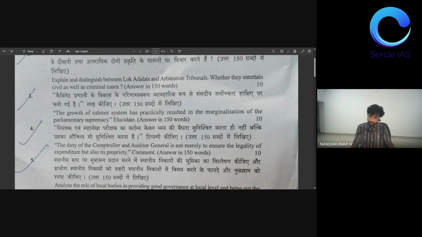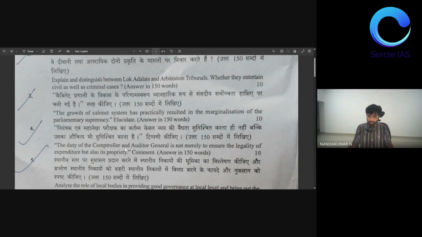You need to dedicate time on CAG. What are the reports presented by CAG? Then what are the articles related to CAG? What are the basic functions? What are the challenges in appointment? And what are the general challenges with respect to this office? Is there a politicization, etc.? For both prelims as well as mains perspective, you need to thoroughly prepare on CAG.